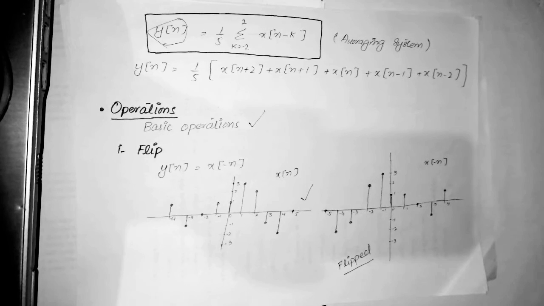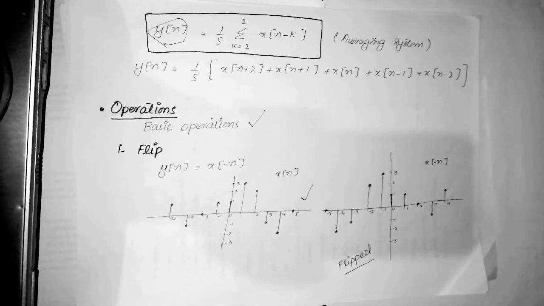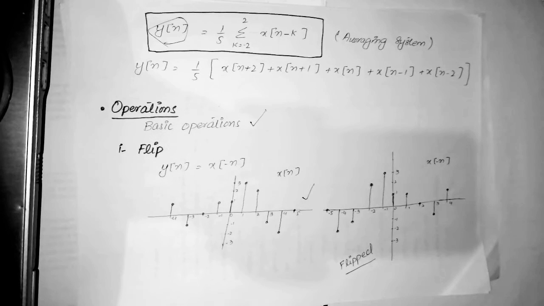Now let's see some examples of systems. Here we have an averaging system with the equation y of n is equal to 1 over 5 times the summation over k from minus 2 to 2 of x of n minus k.